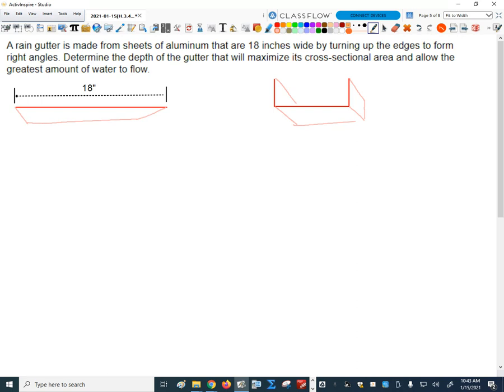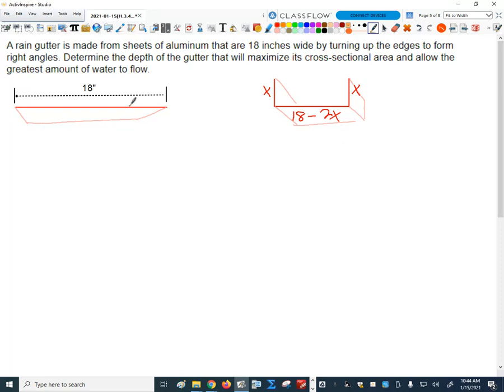So the question is, determine the depth of the gutter that will maximize its cross-sectional area and allow the greatest amount of water to flow. Okay? Well, in order for us to do that, we're going to have to define some variable here. Let's let x be the height of the gutter. Everybody agree then if I make this dimension right here x, then that's also x, right? Well, if this whole thing is 18, what's the length of the bottom going to be? Yeah, it's just 18 minus 2x, isn't it?